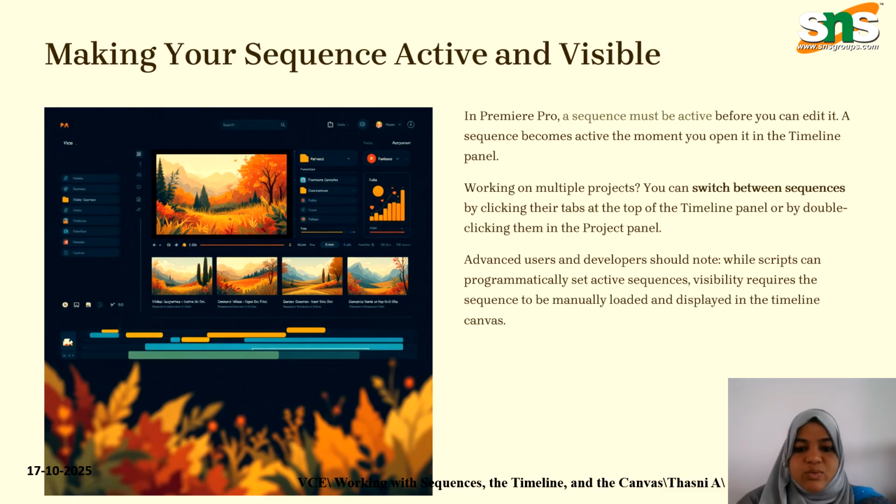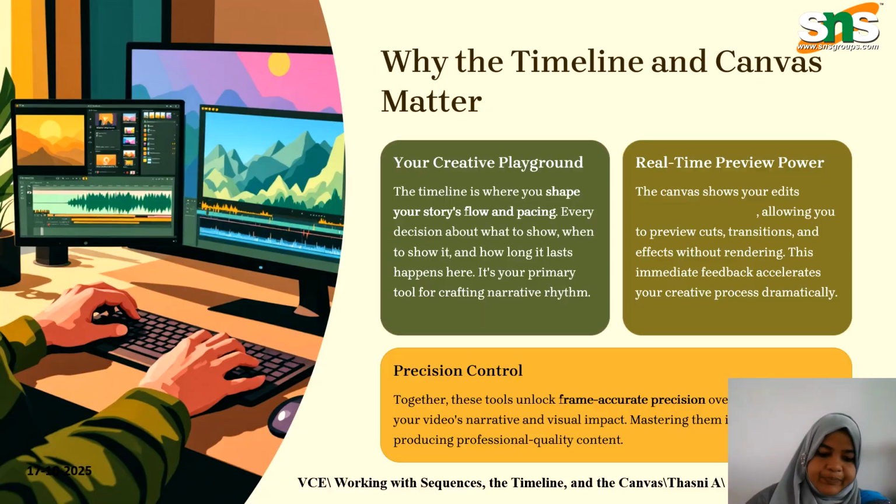Making your sequence active and visible. In Premiere Pro, a sequence must be active before you can edit it. A sequence becomes active the moment you open it in the Timeline panel. When working on multiple projects, you can switch between sequences by clicking their tabs at the top of the Timeline panel or clicking in the Project panel. Why the timeline and canvas? Because they are your creative playground, your real-time previewer, and where your precision control comes into the picture. That's why we are using the timeline and canvas method.